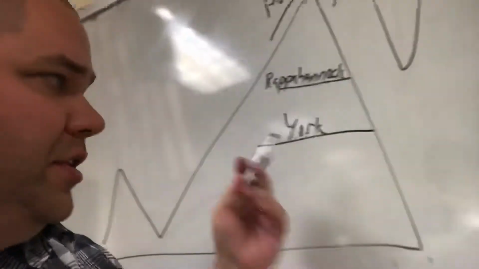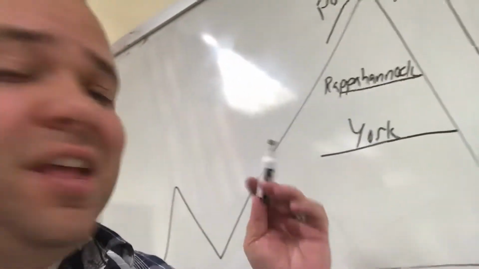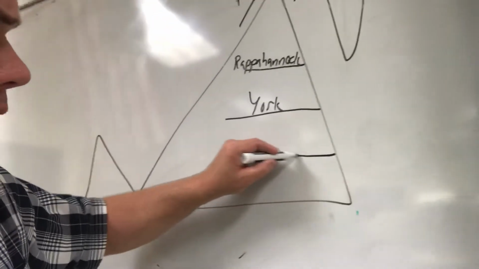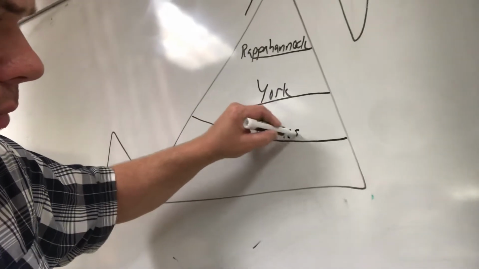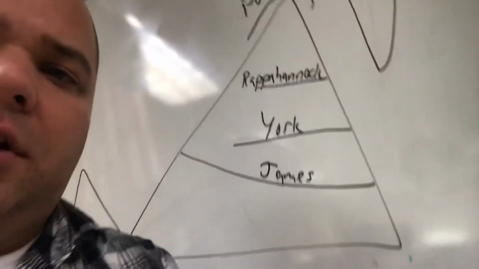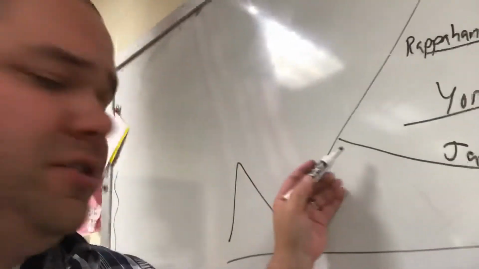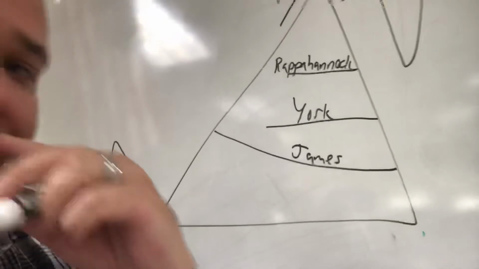The York River. The York River is another tributary of the Chesapeake Bay in Virginia. This is actually the watershed that I live in. So the next one down, the biggest one in Virginia, goes all the way across the entire state. It is the James River. The James River is the largest river watershed in Virginia. It starts in the Blue Ridge Mountains and goes all the way to the Chesapeake Bay.